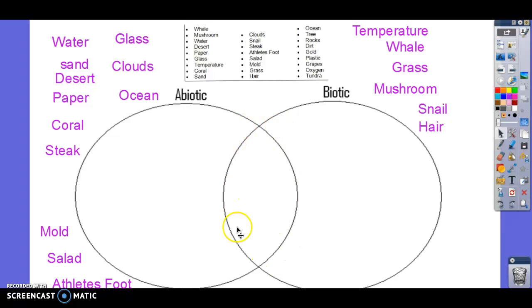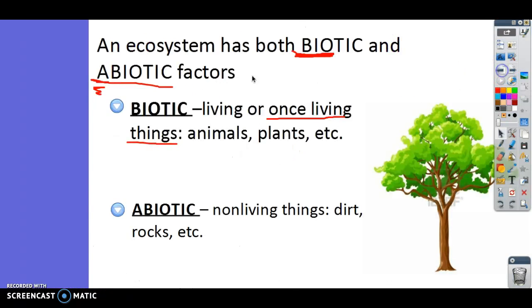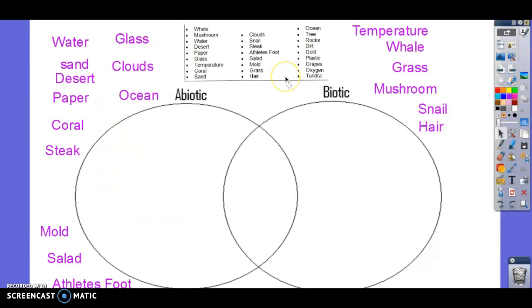So what would be in this middle section? Things that have both abiotic and biotic factors, right? And what did we say has both biotic and abiotic factors? An ecosystem. So any kind of ecosystem, for example, a jungle might be an ecosystem, a forest might be an ecosystem, that would have biotic and abiotic factors. So you're going to go ahead and see if you can sort these into biotic and abiotic factors, and then we'll come back together and go over them.